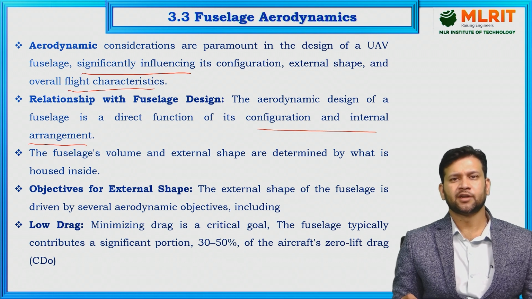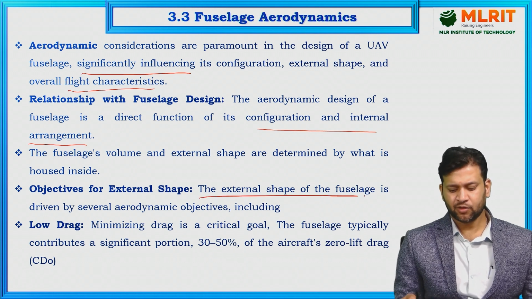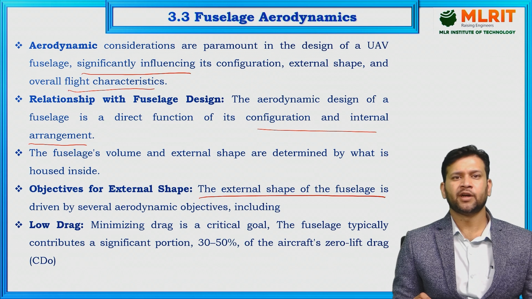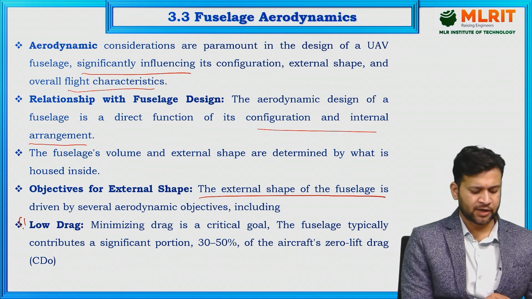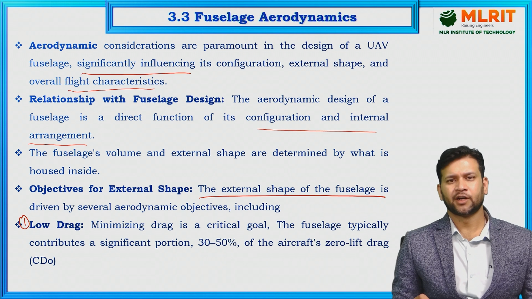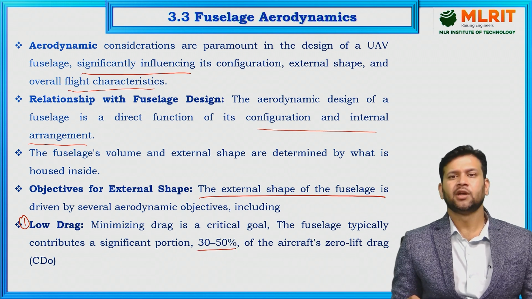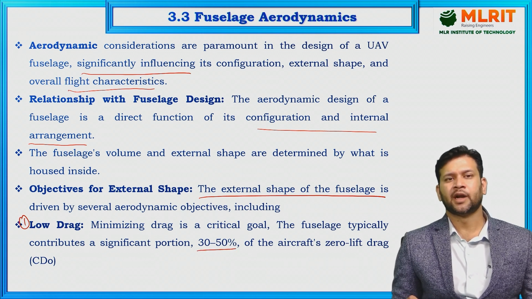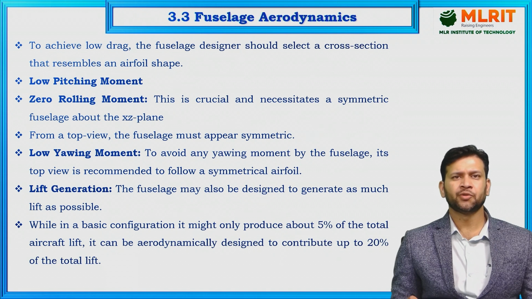Objectives for external shape. The external shape of the fuselage is driven by several aerodynamic objectives, including low drag. Minimizing drag is a critical goal. The fuselage typically contributes a significant portion, 30 to 50%, of the aircraft's zero lift drag. To achieve low drag, the fuselage designer should select a cross section that resembles an airfoil shape.